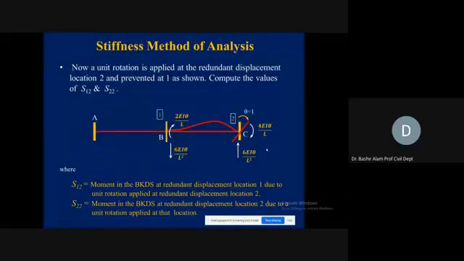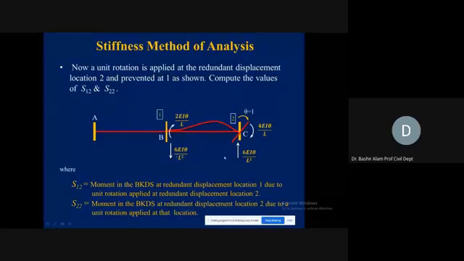Second, now comes the turn of applying a unit displacement corresponding to theta D2. Here, if you see, we are applying a unit rotation. At the near end, 4 EI theta divided by L. At the far end, 2 EI theta by L. This support now has full capacity to restrain and take this moment. It is not going to distribute this to the left support. So 2 EI theta divided by L.